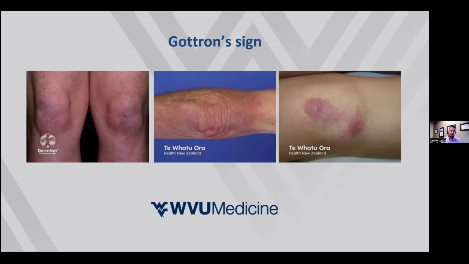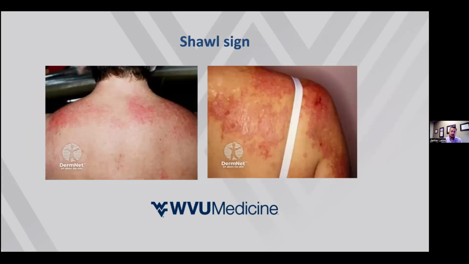Gottron sign is a very similar appearing rash, but generally larger in area and covering other extensor surfaces, so elbows and knees, but similar in appearance. The shawl sign, not sure how many people wear shawls anymore, but this is a rash that occurs in the area that would drape over the upper back, the shoulders, and may extend down onto the anterior chest or down the proximal portion of the arms.